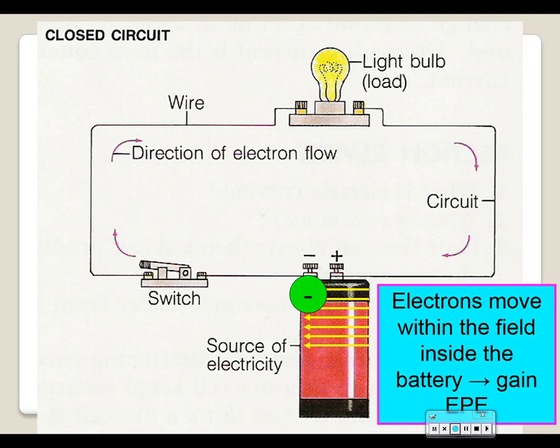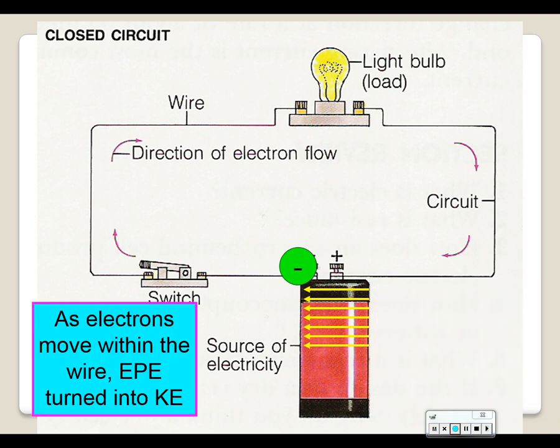So, all right, don't blink. Ready? Here we go. As electrons move within this wire, electrical potential energy is turned into kinetic energy. And now we have those charges moving.